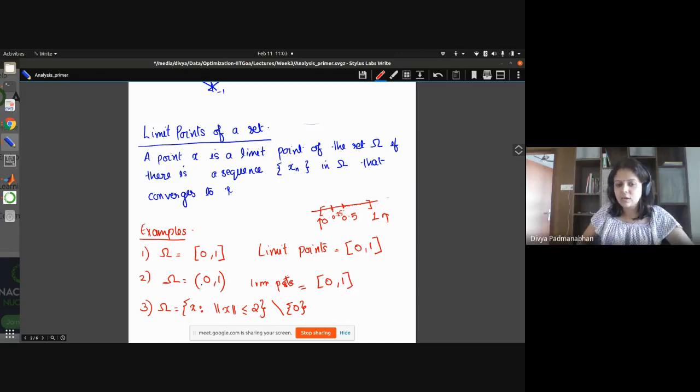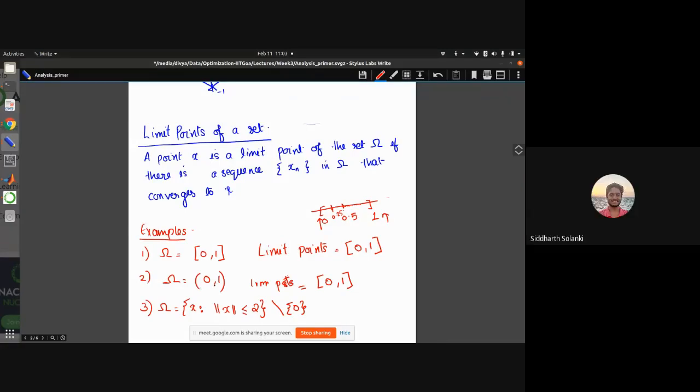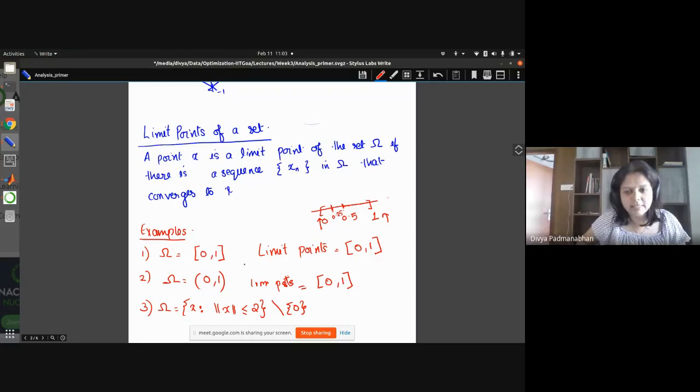So why is 0 a limit point for this set? Everything else inside is okay. What about 0? 0 is not part of the set, but we can still approach 0. According to the definition, if we can approach it, then it's a limit point. Exactly. You can construct a sequence within omega, within the set, which approaches 0. Even though you don't touch 0, you can still approach it. So that's why these are also limit points.